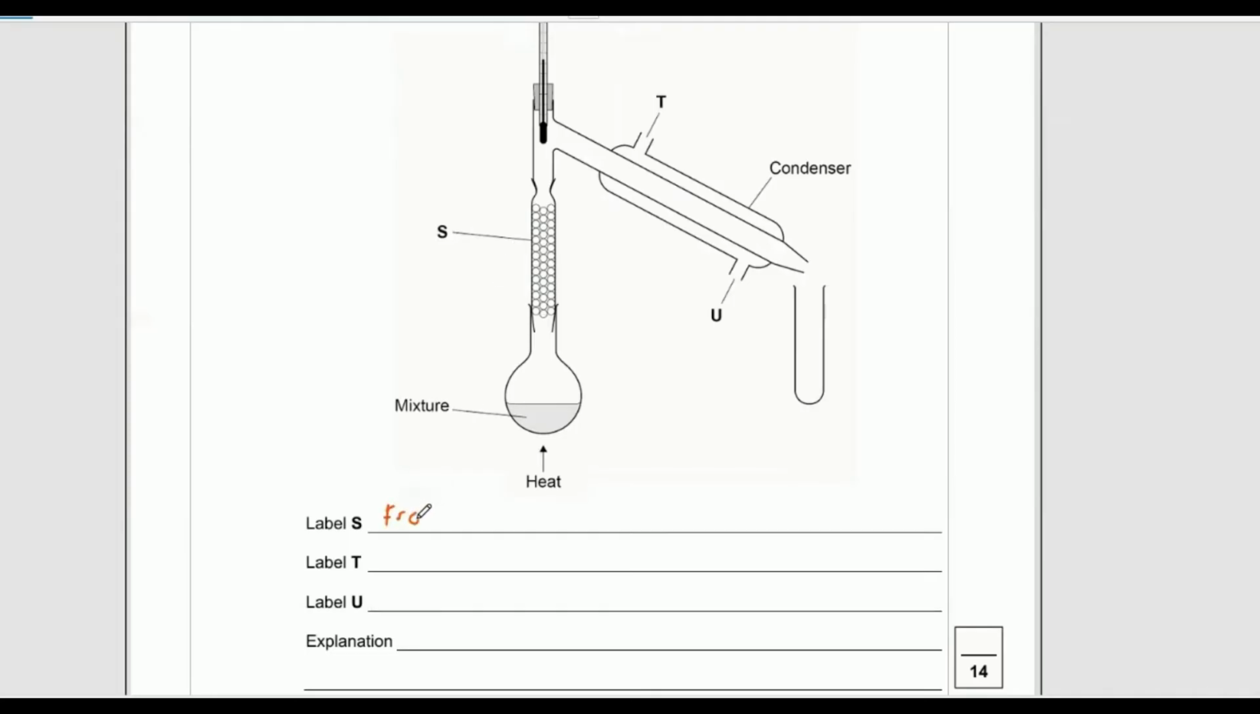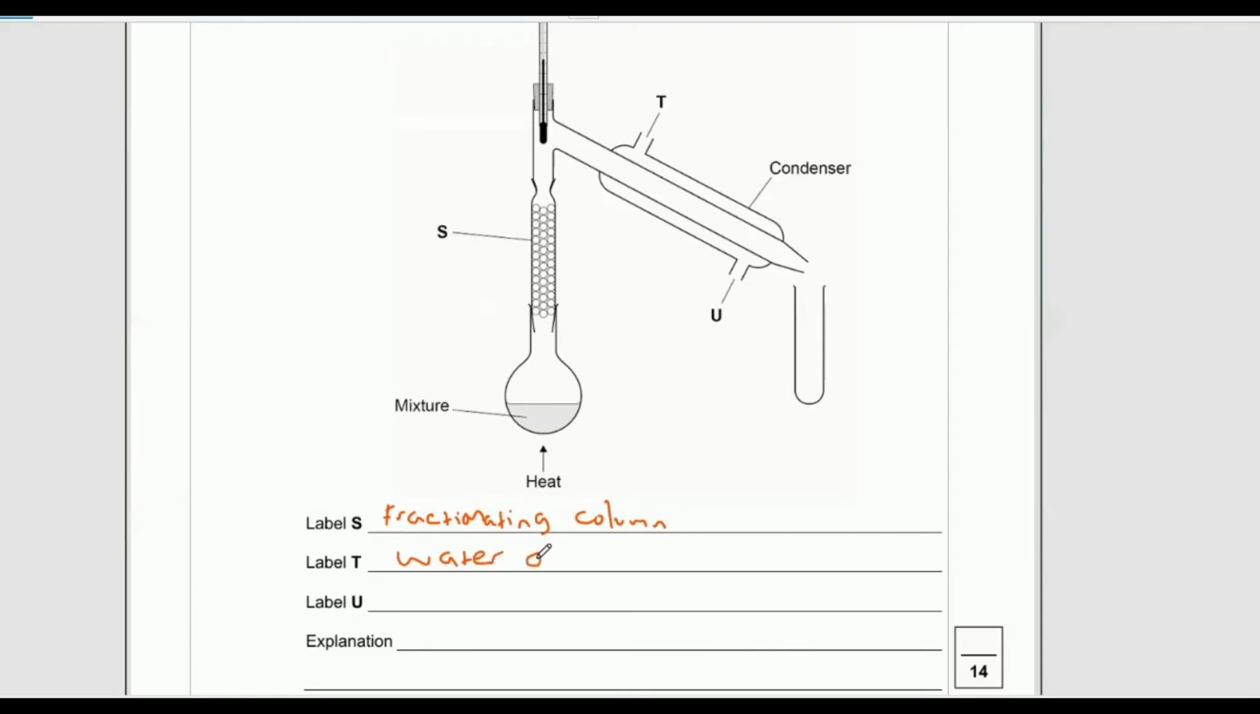It's a fractionating column. You can talk about the beads that are in the column because you might think it's labeling the beads in the column, so you can say that as well. But this is a fractionating column. They're doing fractional distillation here rather than simple distillation. The thermometer and the beads are normally a giveaway that it's not simple distillation.